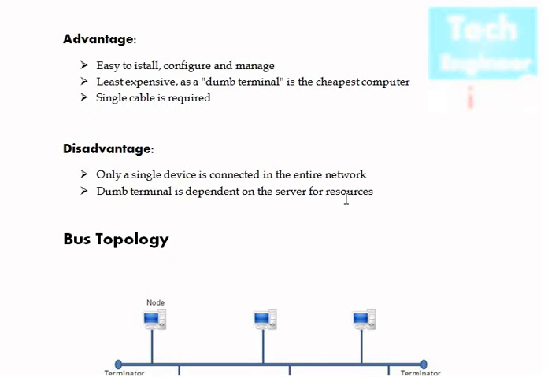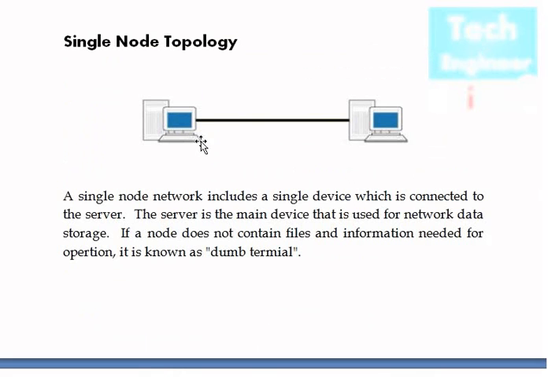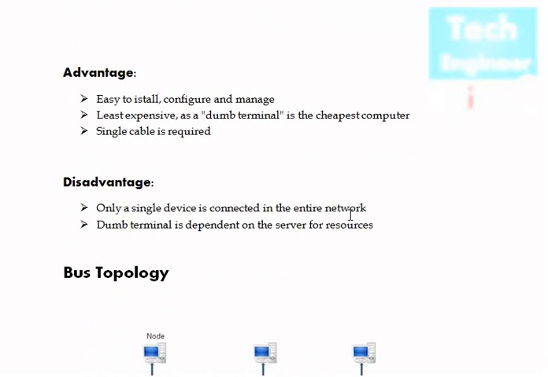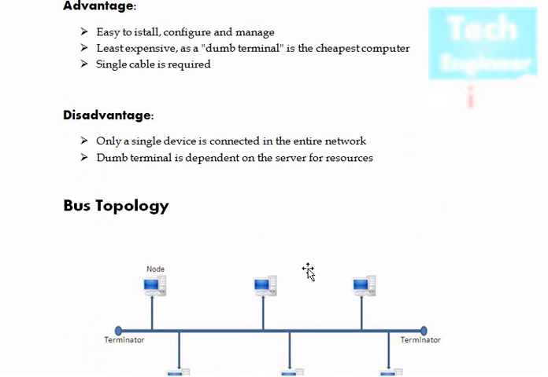The disadvantage is that only a single device is connected to the entire network. This would be known as the entire network, not a different network. If you want to connect an extra computer, you have to keep adding more and more devices. So this is the disadvantage. Dumb terminals depend on the server for resources. Since they don't have any resources of their own, they are always relying on the server to get data or resources.